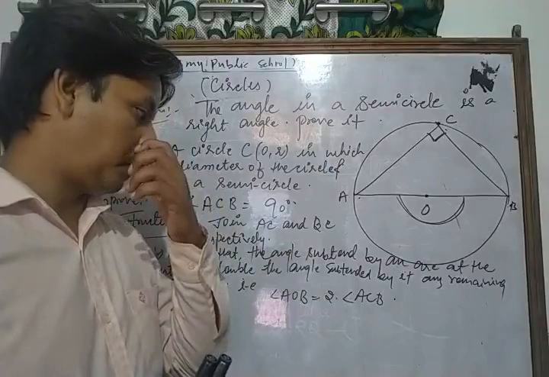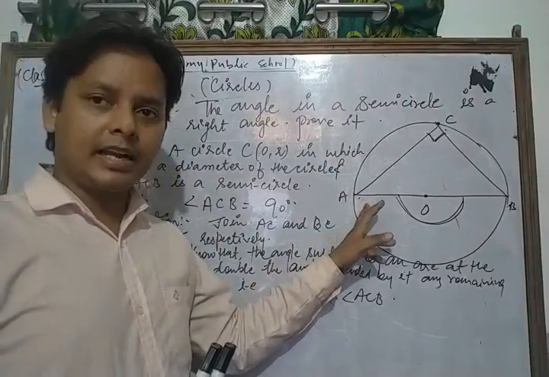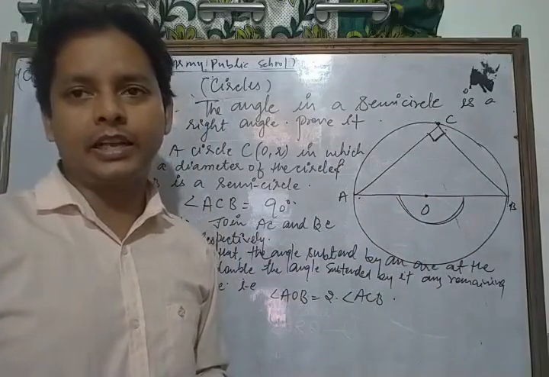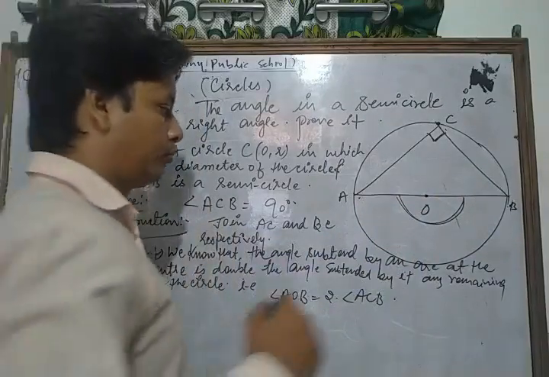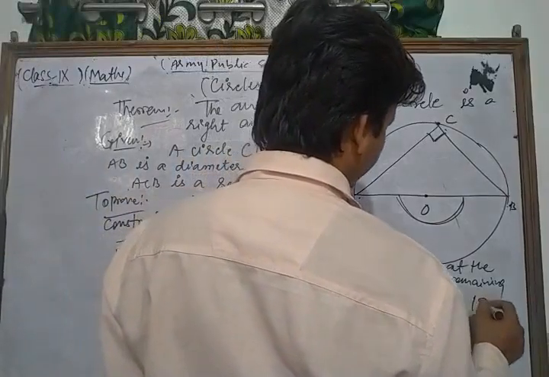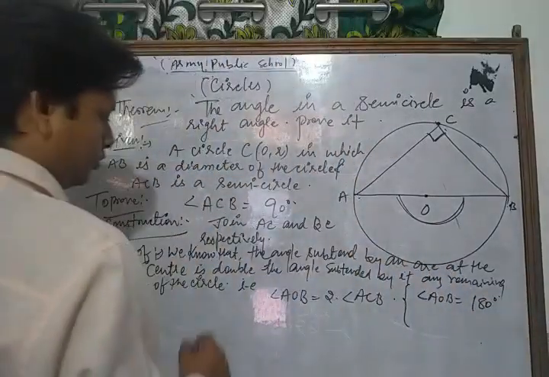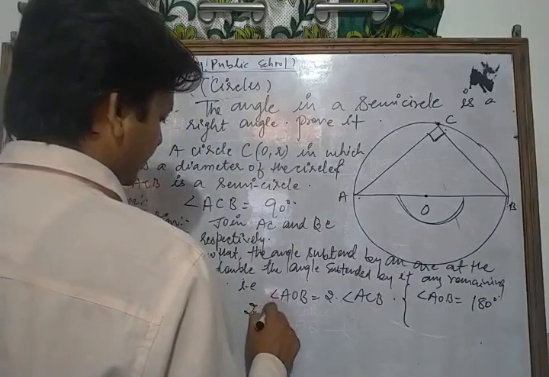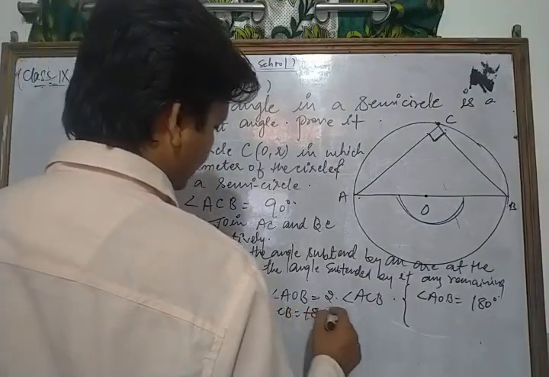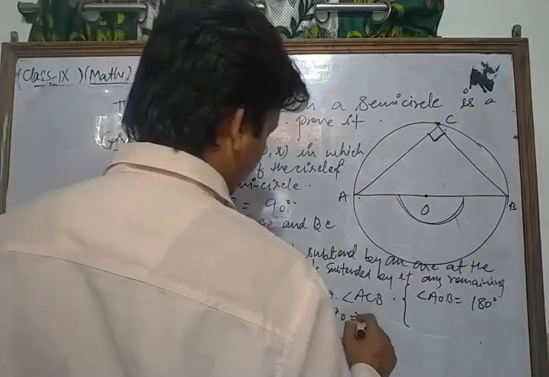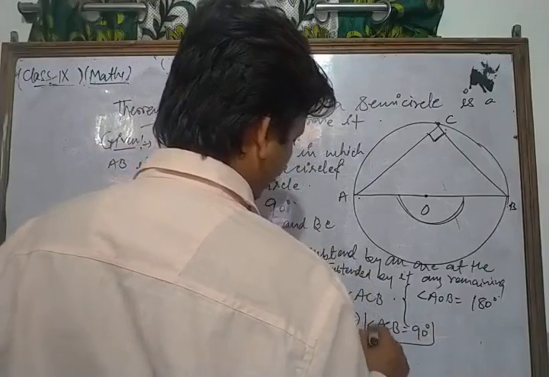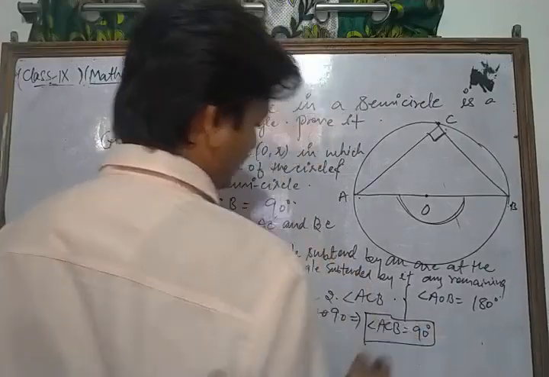Now from the figure it is clear that AOB is a diameter and this is a straight angle, and you know that a straight angle is always equal to 180. So from the figure it is clear that angle AOB is 180 degrees. So we write 2 times angle ACB is equal to 180, so 2 nines are 18, 0. So we get angle ACB is equal to 90 degrees. Hence proved.